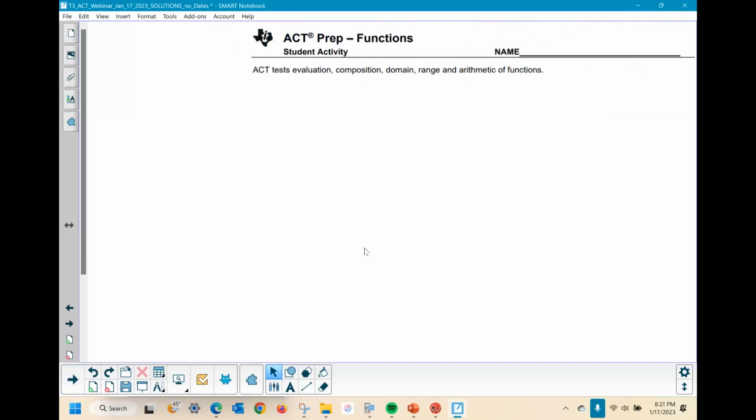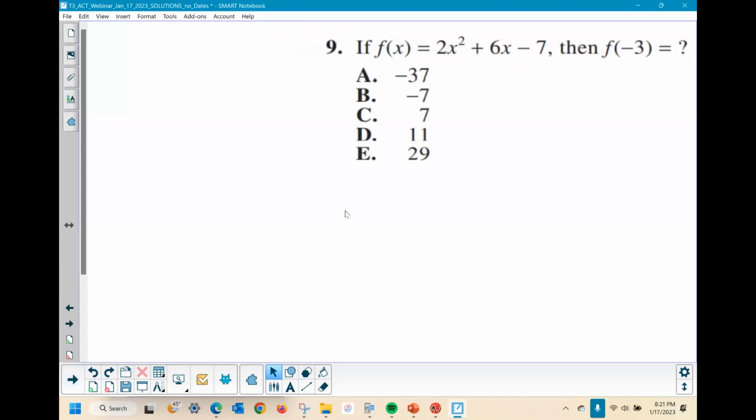All right, another topic that is on every test: functions. It could be evaluation of a function, composition, find domain, find range, and add, subtract, multiply, divide function values. All of those are in there. And this is a very common one: given a simple function, find f at -3.